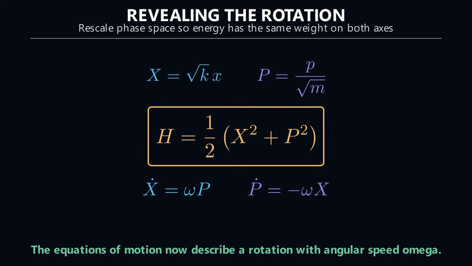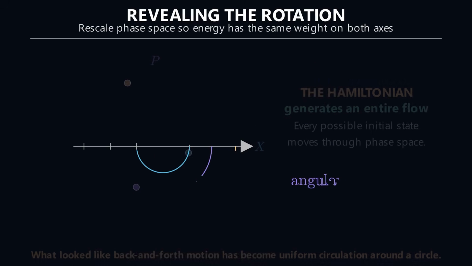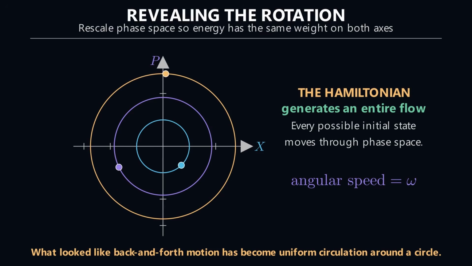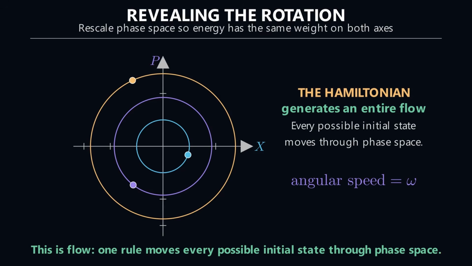In these rescaled coordinates, the simple harmonic motion looks like a rotation with angular speed omega. The same back and forth motion now traces a circle at a steady rate. This is what I mean by flow in the title. The equations do not only move the one state we happen to choose, they tell every possible starting point in the phase space how to move.